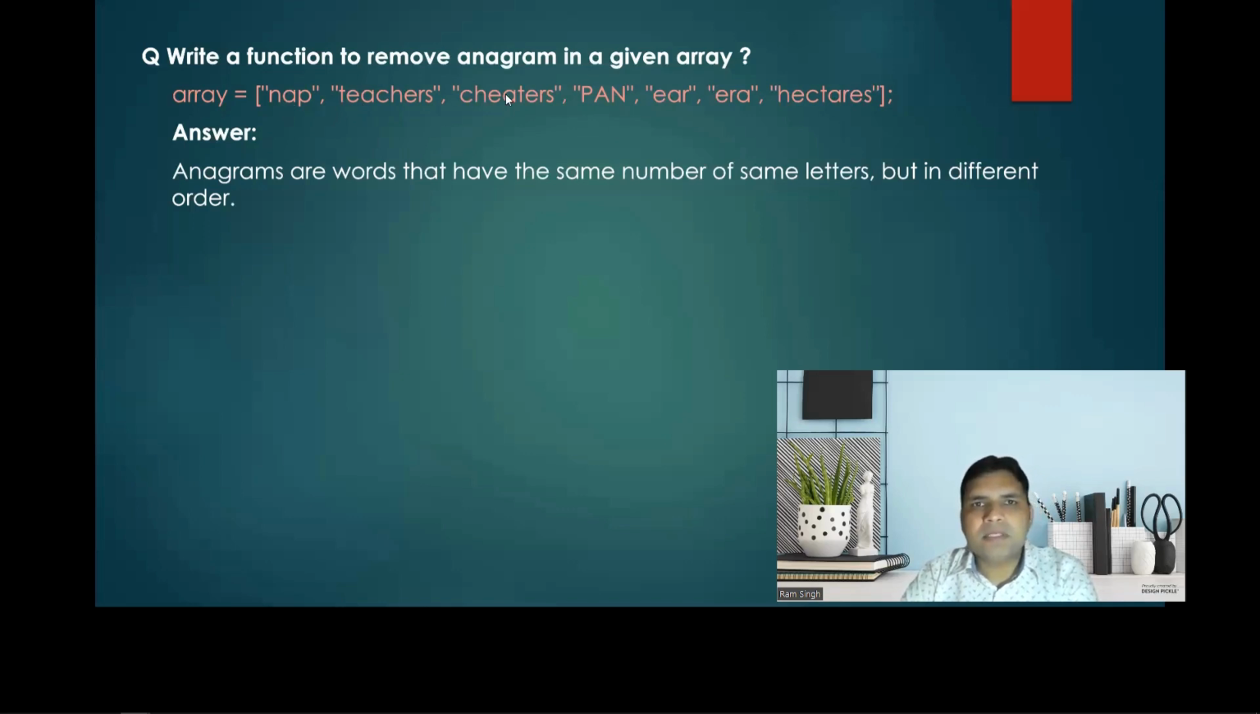In the same way, teachers, cheaters, and hectares. Out of these three, we should have only one. And in the same thing, year and era, we need to have only one. If you remove them in that way, your final output will be unique words, without repetition of the same kind of letters. So this is our problem: we need to remove all the anagrams here.